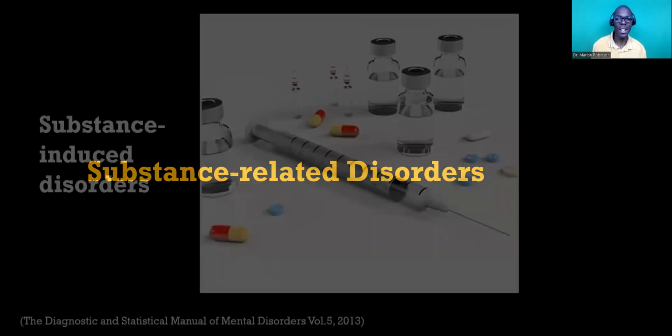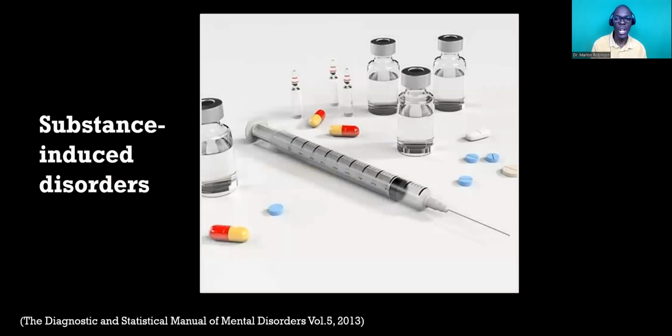So the substance-related disorders are divided into two groups, which are substance use disorders and substance-induced disorders. So let's talk a little bit more about substance-induced disorders. These conditions may include intoxication, withdrawal, and other substance medication-induced mental disorders such as psychotic disorders, bipolar and related disorders, depressive disorders, anxiety disorders, obsessive compulsive and related disorders, sleep disorders, sexual dysfunctions, delirium, and neurocognitive disorders. So those are the substance-induced disorders.